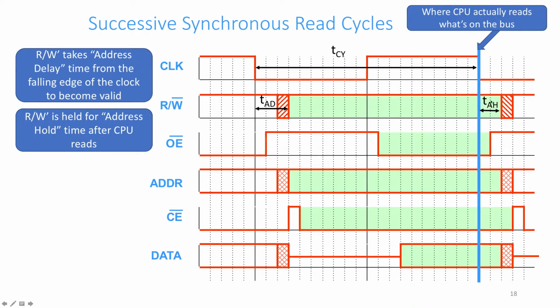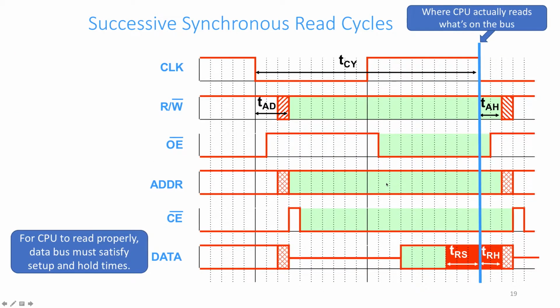And then TAH is the address hold time, and that number specifies how long the address is going to be held on the address bus after this falling edge of the clock. And again, we're showing this associated with the read-write bit, but the timings for the address lines are the same as the timings for the read-write bit on these diagrams. So those are those three parameters.